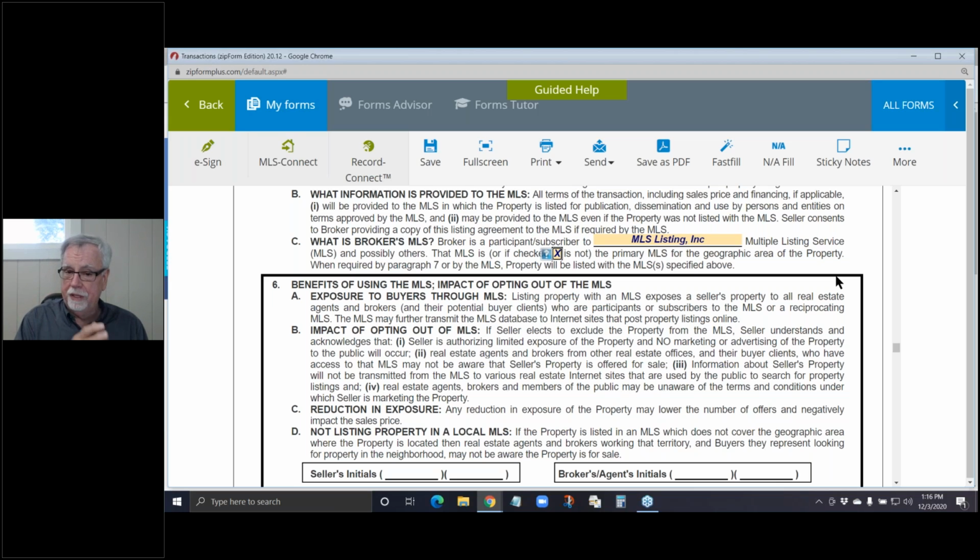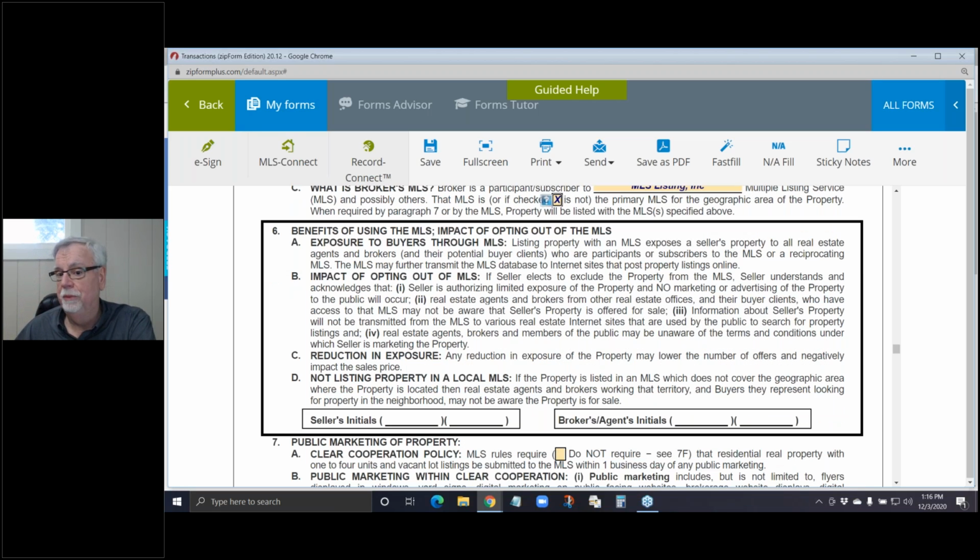If the property is not located in your prime MLS, unless you do a reciprocal listing in that MLS, it won't show up in MLS searches in that MLS, right? Which means less people will know about it.